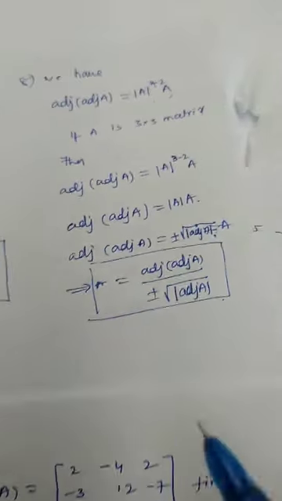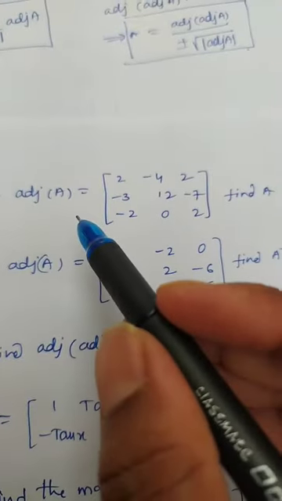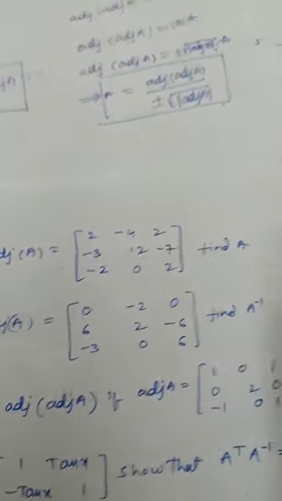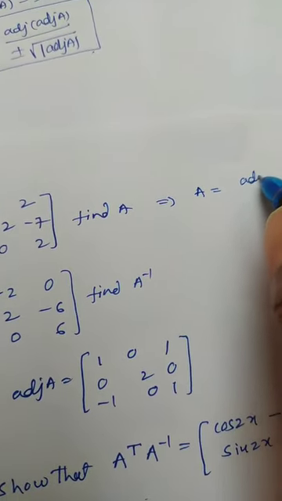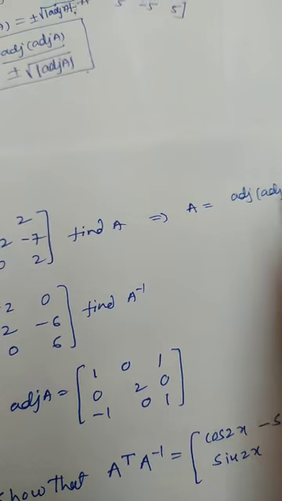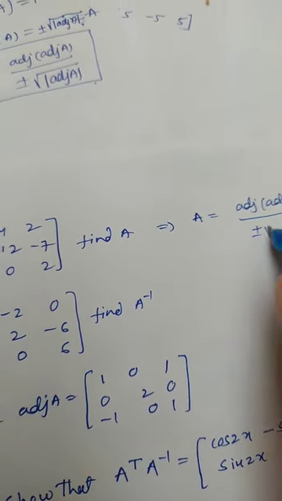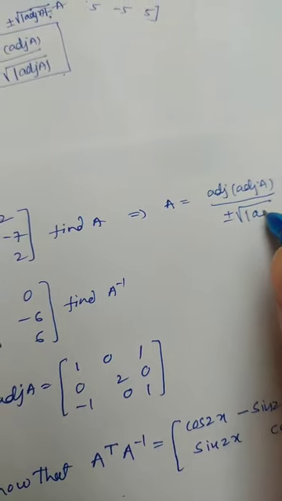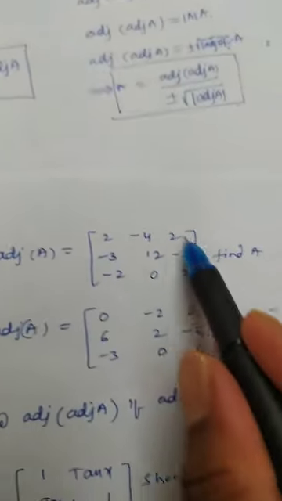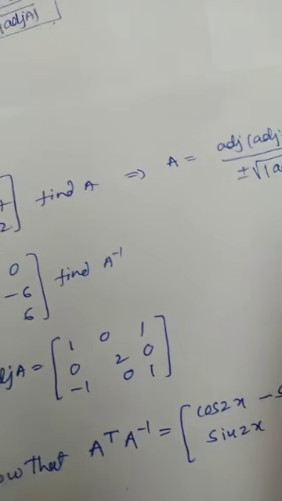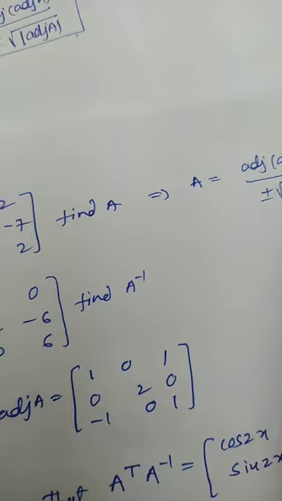Now we can use this formula for the 8th problem. Why? Because we have adjoint A, but we have to find A. So which formula will you use? A equals adjoint of adjoint A by plus or minus root of mod adjoint A. Already adjoint A is given. Find the det of this and put it in the denominator, and the numerator is adjoint of adjoint A.